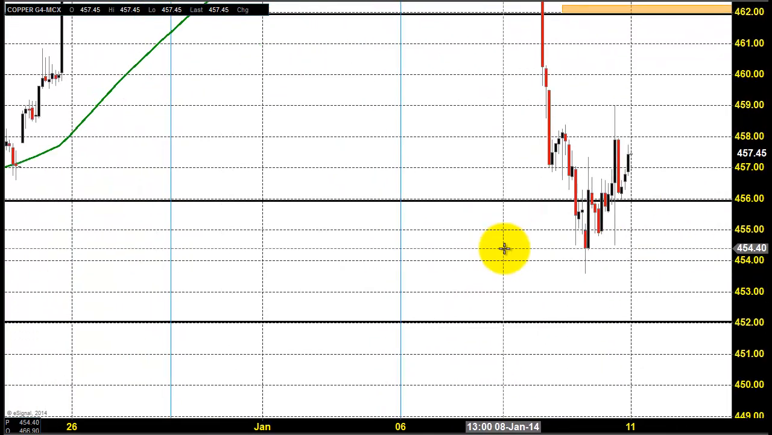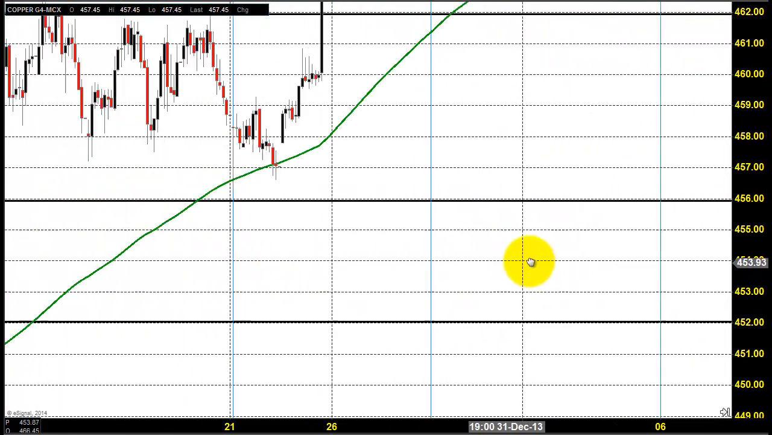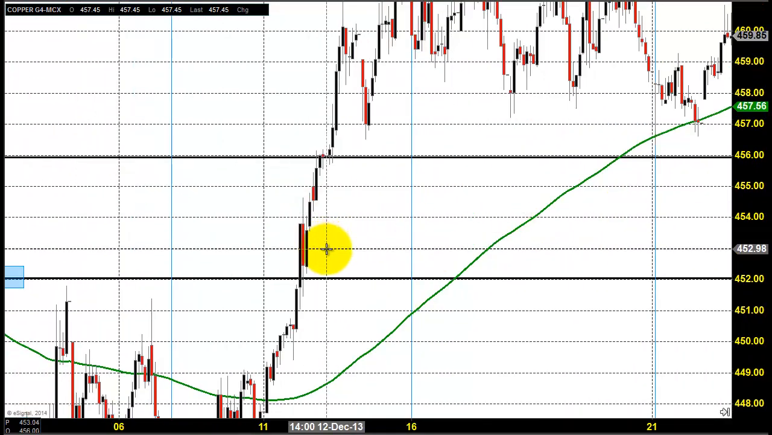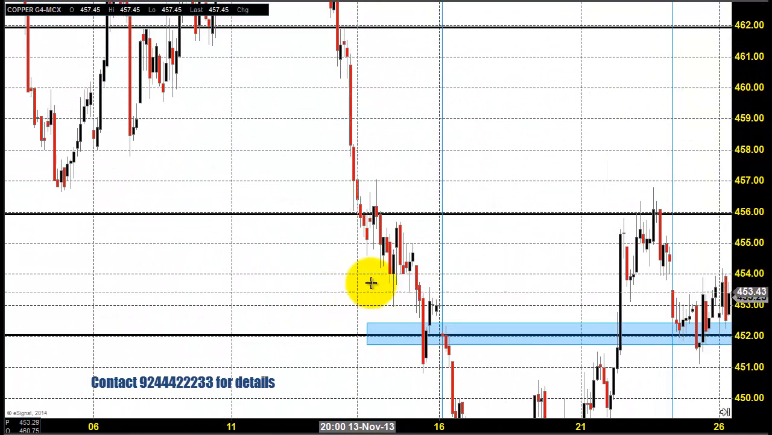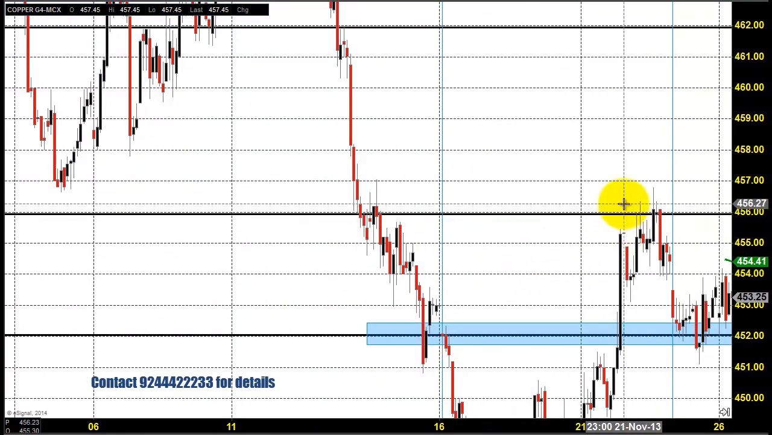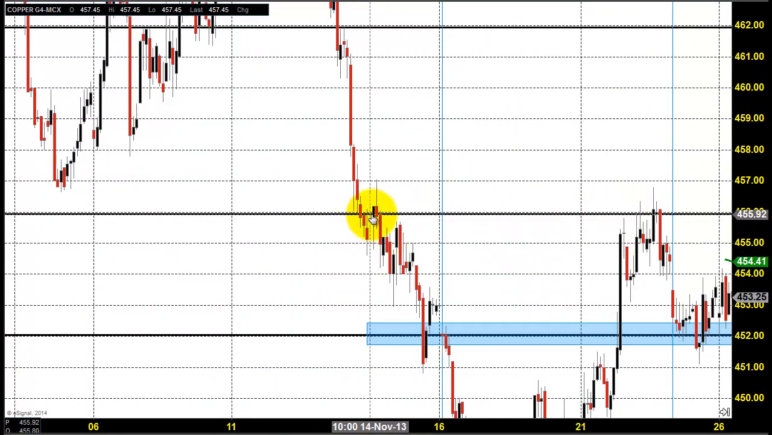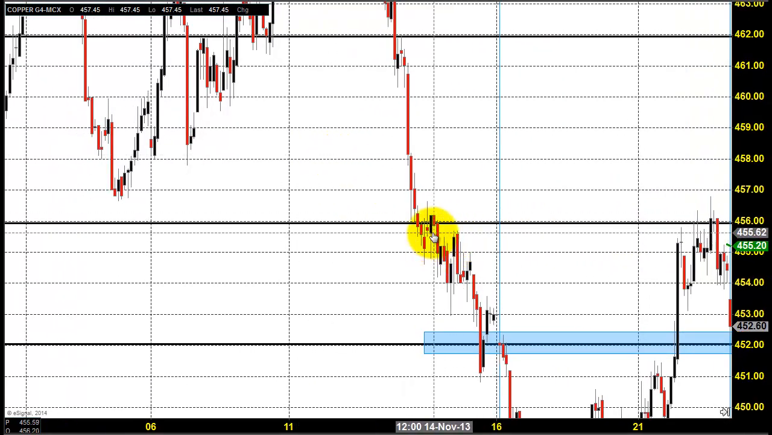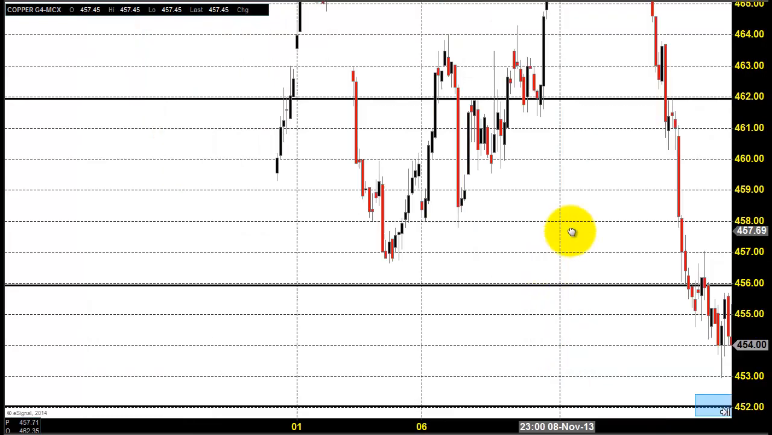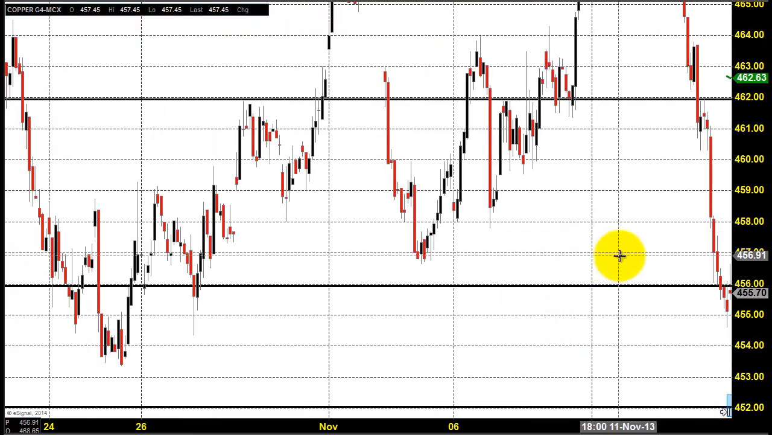Before looking into how we can position ourselves, let us go back and see the price action, what happened earlier in this particular contract. Since the price is trading near 456, we want to know the importance of 456. Now let us go back. Whenever I place the cursor, you can see the date and time below. This 456 is a very important zone.